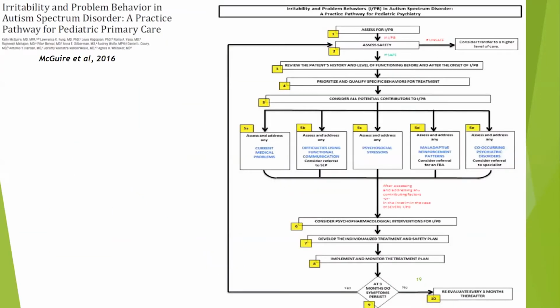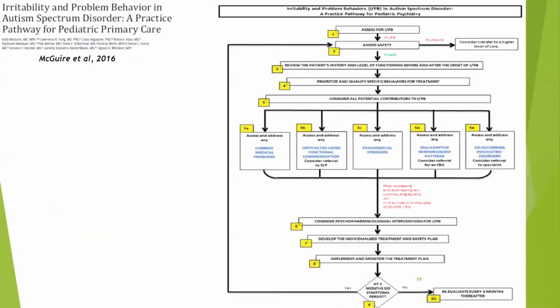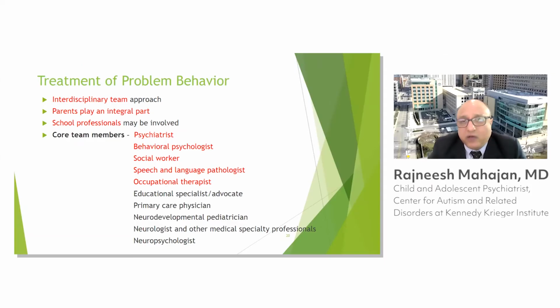This is an example of a treatment algorithm that was developed through Autism Treatment Network, which takes into account the factors that may affect development of problem behaviors. So how do we treat problem behaviors? So first of all, there has to be an interdisciplinary team approach. Parents play an integral part of the treatment team.